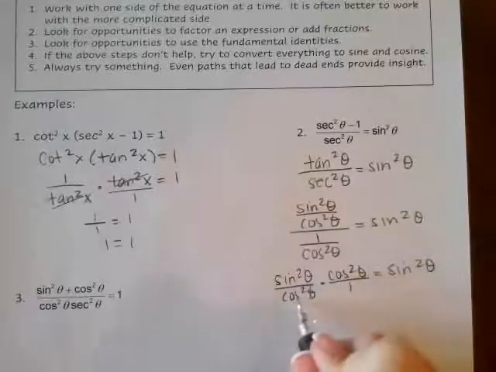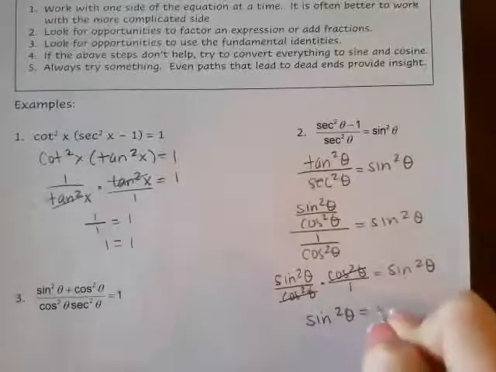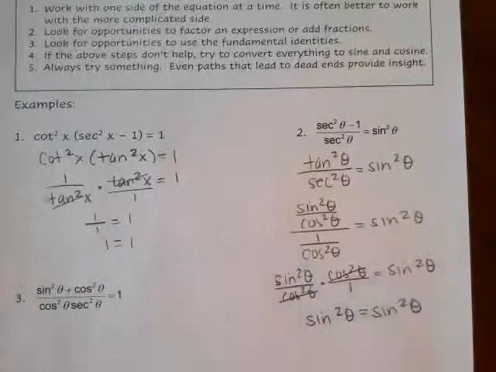Again, I've ended up with something that's the same in both the numerator and the denominator, so that cancels, and we get sine squared of theta is equal to sine squared of theta. So we have proven that those two sides are the same. That's what the verification is.